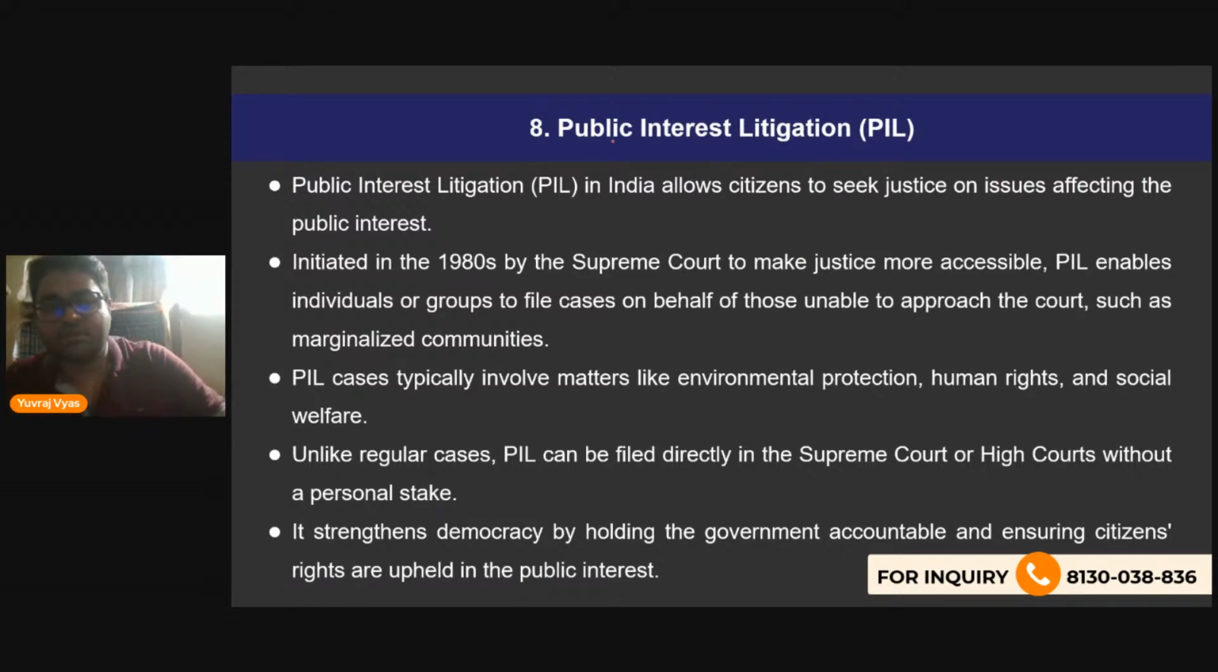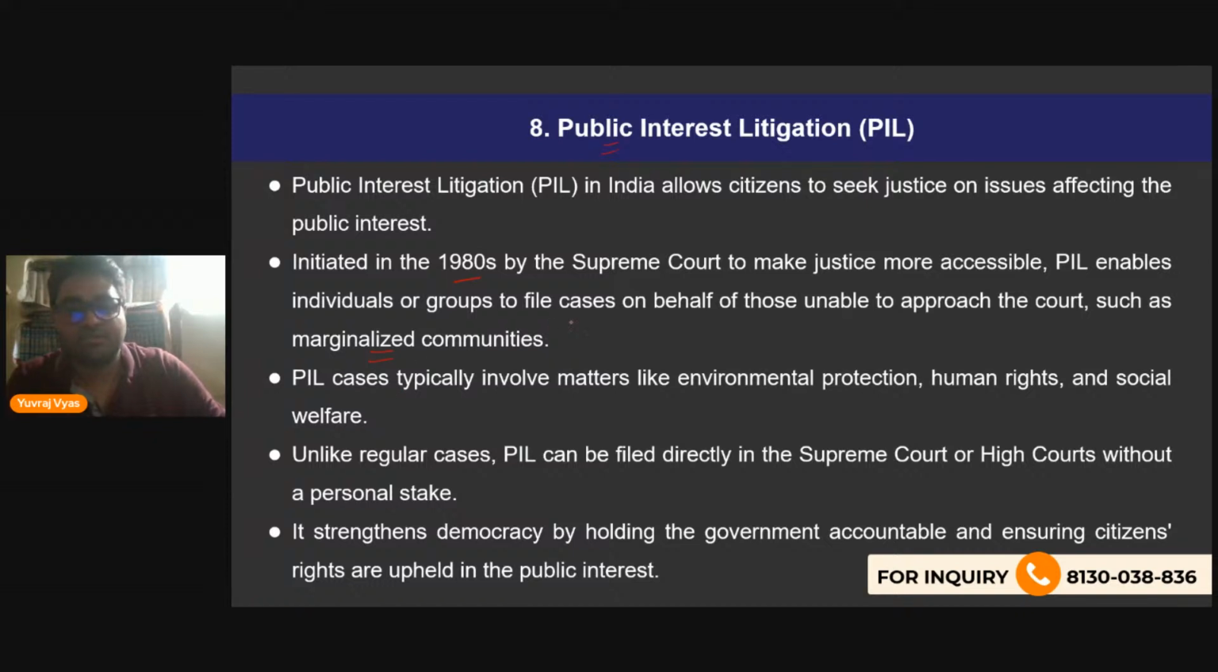The next topic is public interest litigation. It has been asked many times in CLAT, and if you read the newspaper, every second or third day you'll read about a PIL filed in the Supreme Court, or the High Court of Delhi, Kerala or Karnataka. So what is it? PIL in India allows citizens to seek justice on issues affecting the public interest. Anything that is affecting the public, you can directly approach the Supreme Court or the High Courts. Initiated in the 1980s by the Supreme Court to make justice more accessible, PIL enables individuals or groups to file cases on behalf of those unable to approach the court, such as marginalized communities.